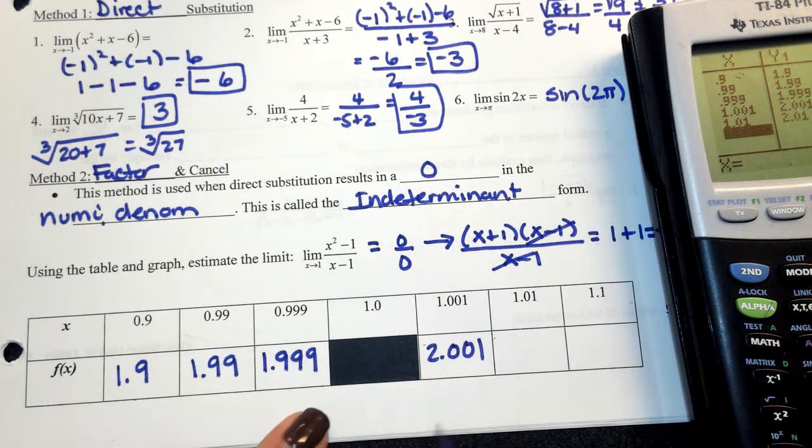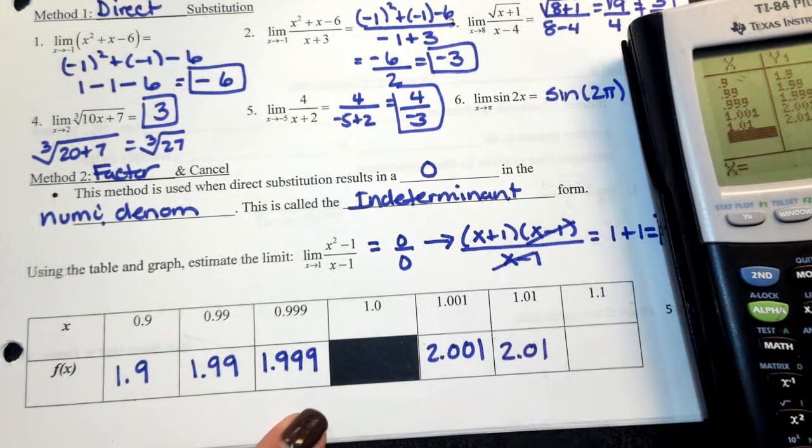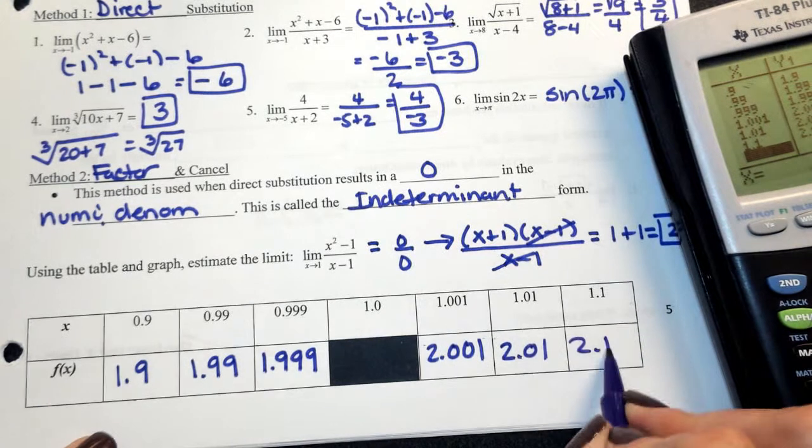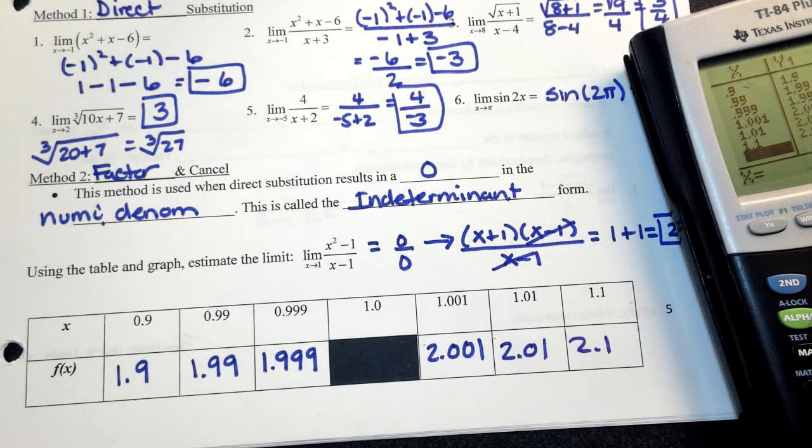1.01 is 2.01. And then 1.1 is 2.1. So as you can see, as your x values got really, really close to 1, slightly larger and slightly smaller, look at those y values, you're getting really, really close to 2.